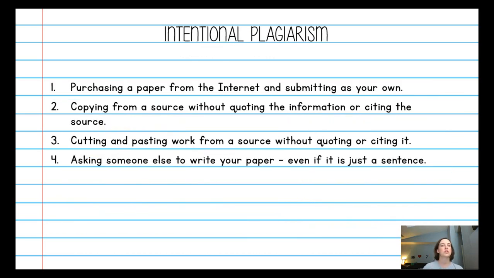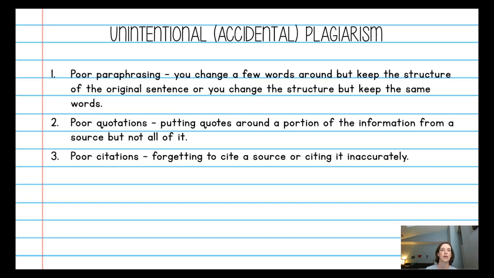So we've got two versions of plagiarism here that we're about to talk about. We've got intentional plagiarism, which happens if you purchase a paper from the internet and submit it as your own. You copy from a source without quoting the information or without citing it. You cut and paste your work from a source without quoting or citing it. Or you might ask somebody else to write your paper. This is intentional plagiarism. You know you're breaking the rules.